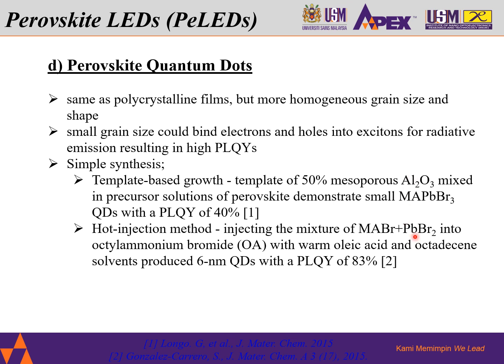For example, the first is the template growth strategy, where a template of 50% mesoporous Al2O3 mixed in precursor solutions of perovskite demonstrates small MAPbBr3 QDs with PLQY up to 40%. And the second one is the hot injection method. By injecting the mixture of solutions of MABr and PbBr2, the oxyaluminum bromide array, with warm oleic acid and octadecene solvents, can produce quantum dots up to 6 nanometers in dimension with PLQY up to 80%.